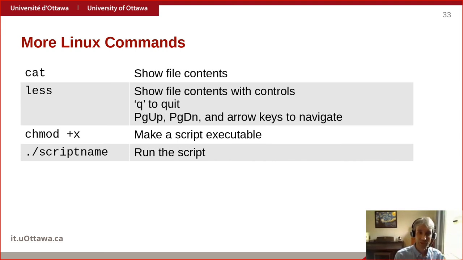So there's more commands. So it's cat, like the animal. It's short for concatenate, which is kind of not that intuitive command, but it lets you show the content of a file. So the file hello.txt that we just created, we could show its content with cat without editing it. There's a more advanced version of that, which is called less. It shows the same thing, but it gives you more controls, like you can scroll up and down. And very important for this one, press Q to quit. Otherwise, you just seem to be stuck in that program.